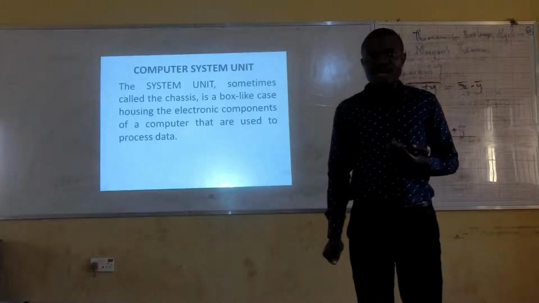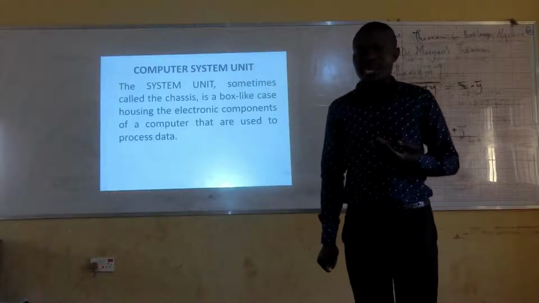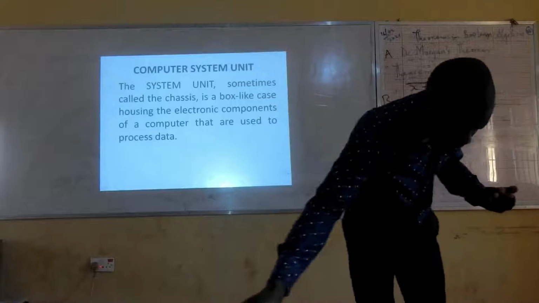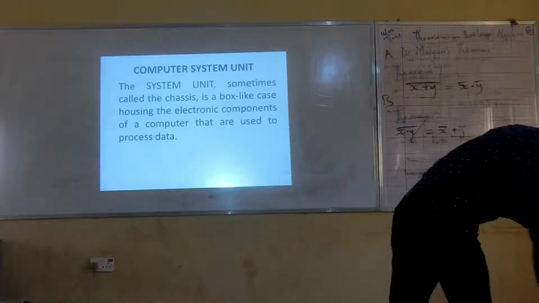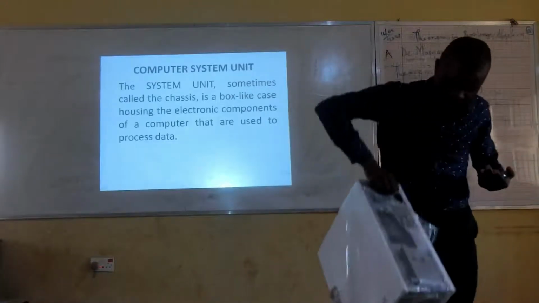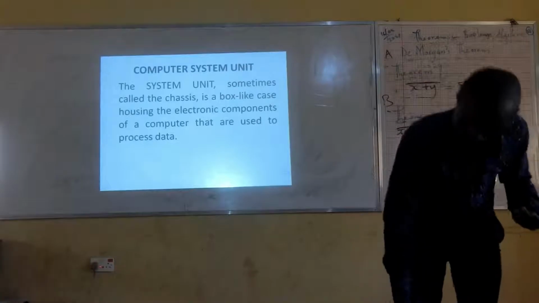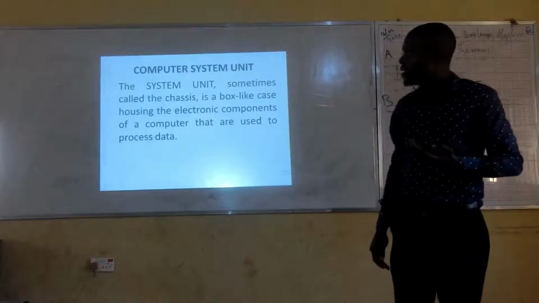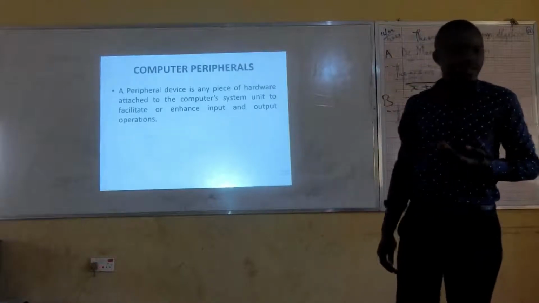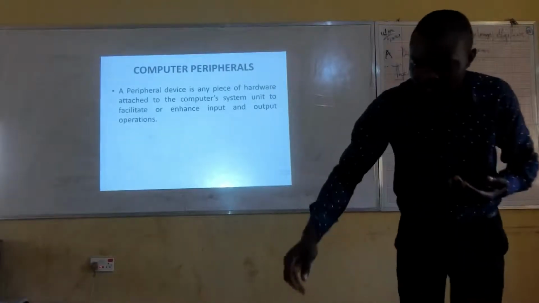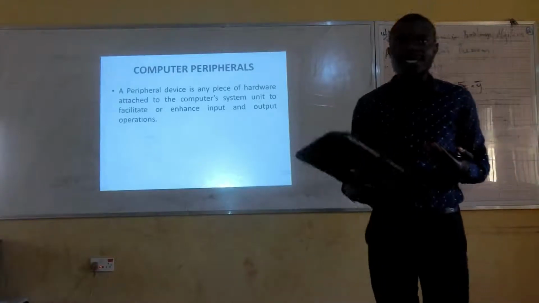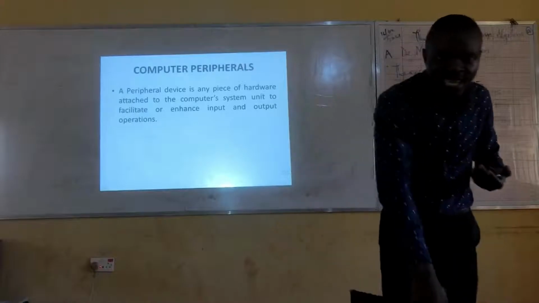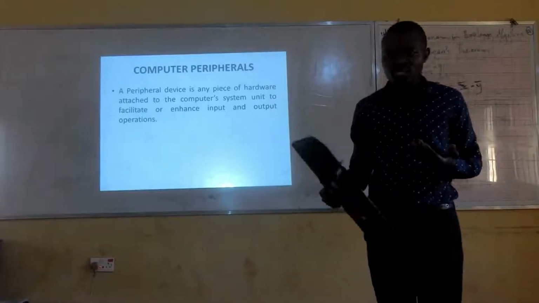Some of the parts of the hardware components are the system unit, this very one, that looks like a rectangular box. The system unit, peripherals. What do we mean by computer peripherals? They are input and output devices that can be attached to the system unit.